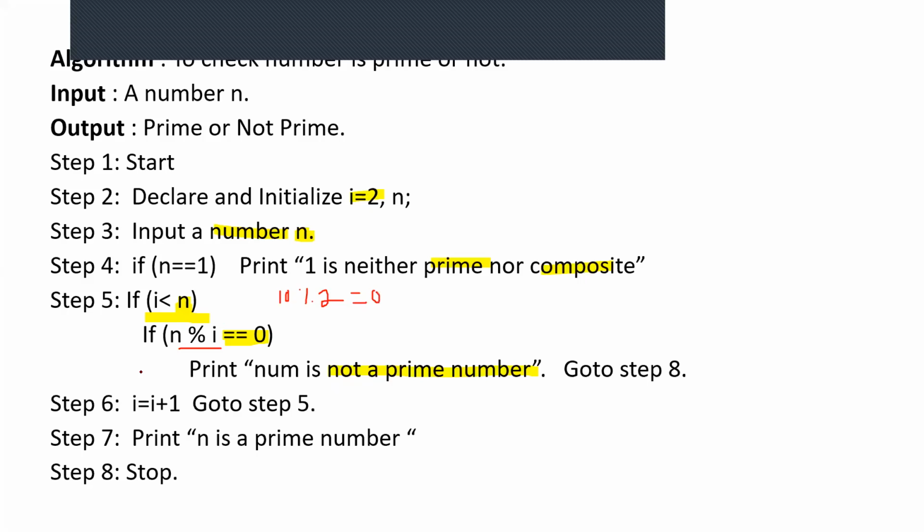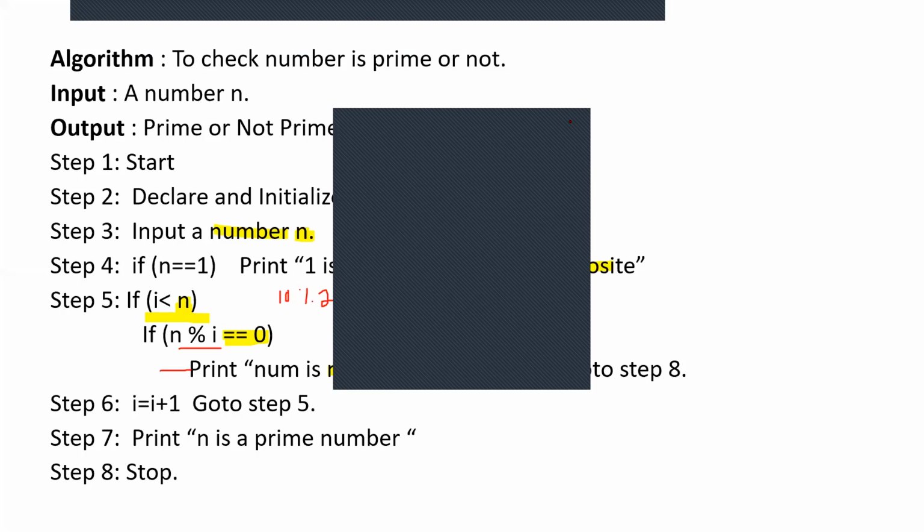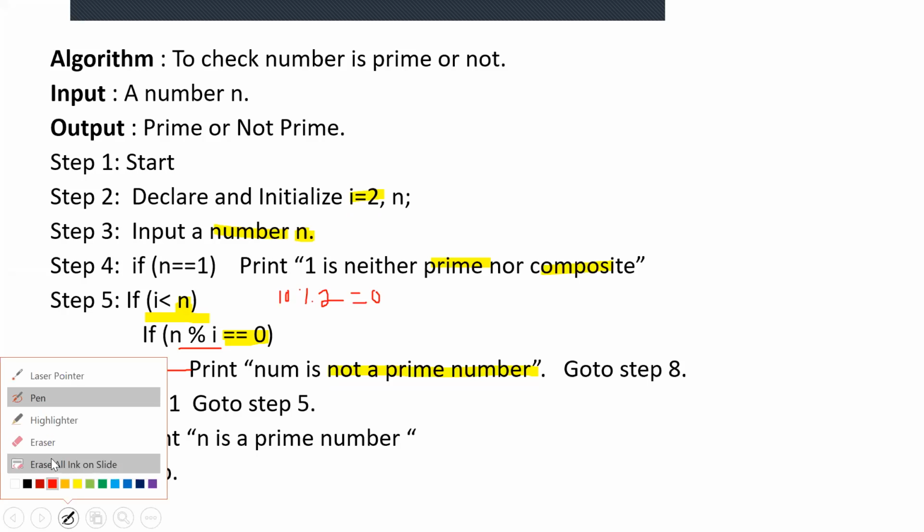If it is equal to 0, what we have to do? Print the number is not prime. So it will be printing 10 is not prime. Got it? Suppose if I enter 23, tell me what will be the answer. If I enter 23, what will happen?